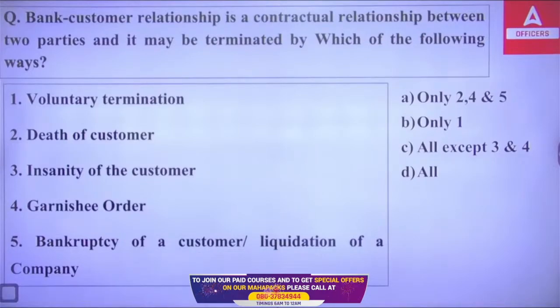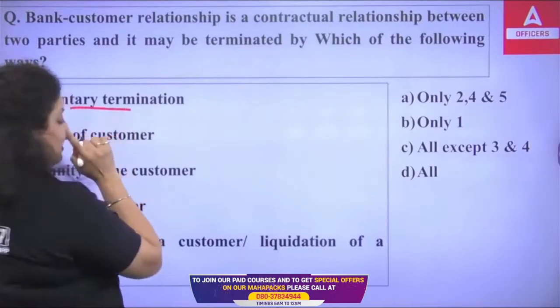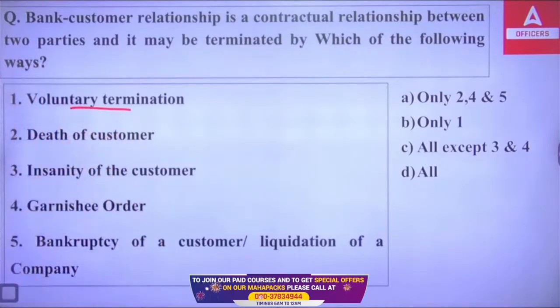So when it comes to the termination condition, the first one is definitely right. The voluntary termination is allowed. Like when a customer gives a written request to the bank that I want to close my account, I want to close the relation, then it will be done. So on the basis of voluntary termination, it is allowed.